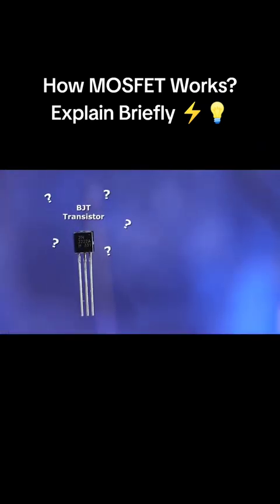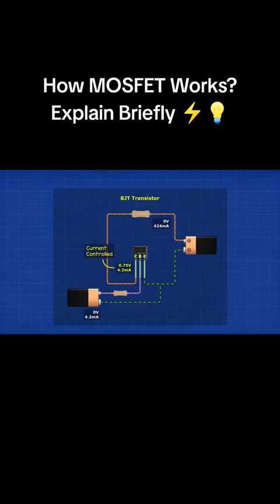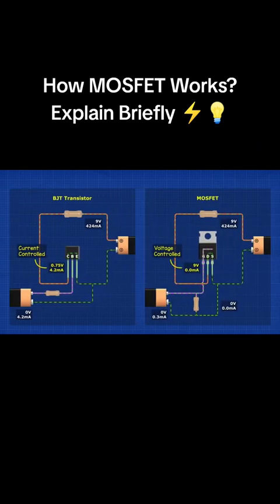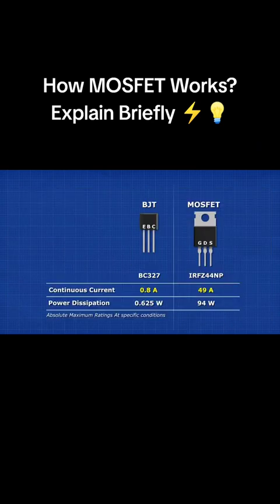Okay, but why can't we just use a transistor? Well, a BJT transistor requires current to be applied to the base pin, and that wastes energy. A Mosfet only needs voltage and almost no current flows. So the circuit is more efficient and easier to design. Mosfets can also handle much more current.